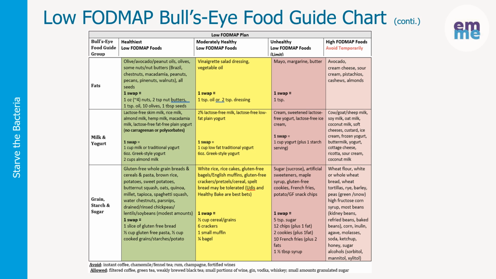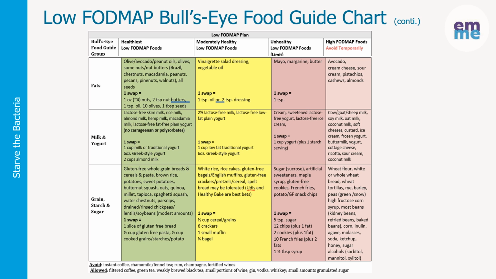And I just highly recommend the naturally gluten-free products. So gluten-free breads don't grow on trees. They're fairly processed foods. Whereas potatoes, sweet potatoes, butternut squash, oats, quinoa, they're minimally processed. Spaghetti squash, parsnips as well.